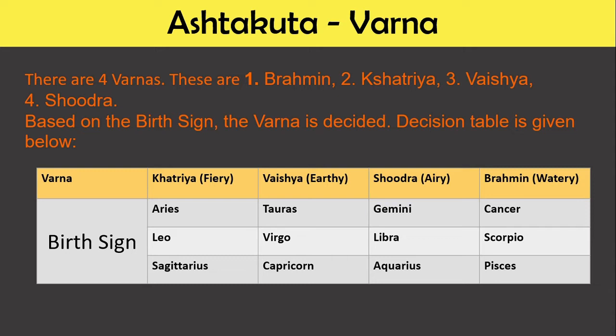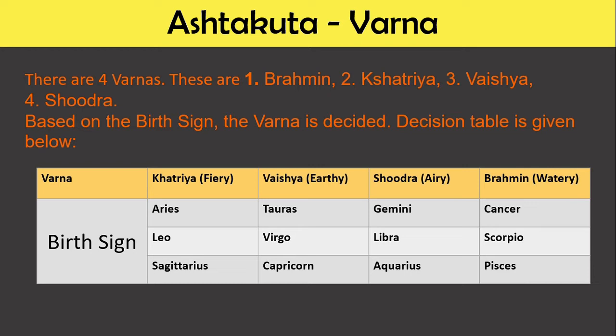So there are 4 varnas. These are first Brahmin, second Kshatriya, third Vaisya and fourth Shudra. Based on the birth sign, the varna is decided. The decision table is given below.